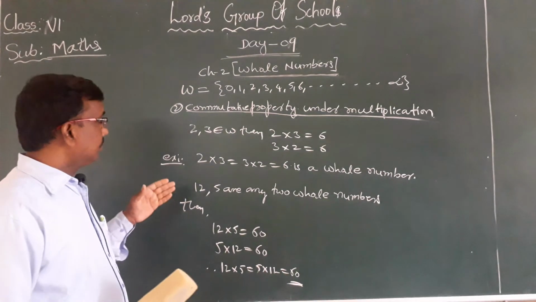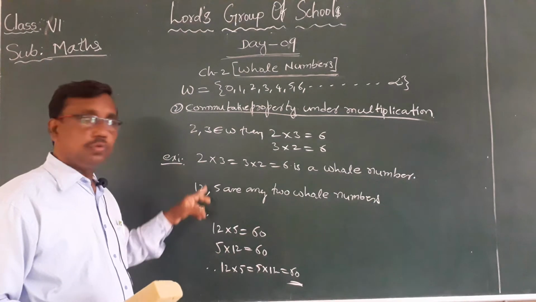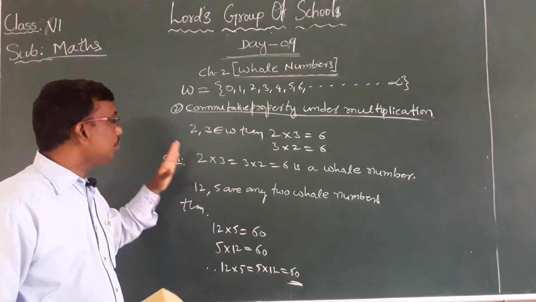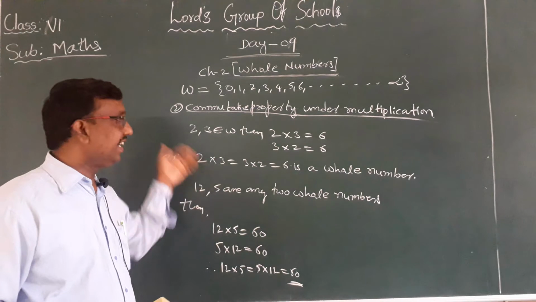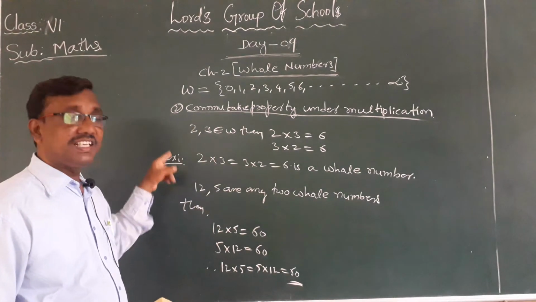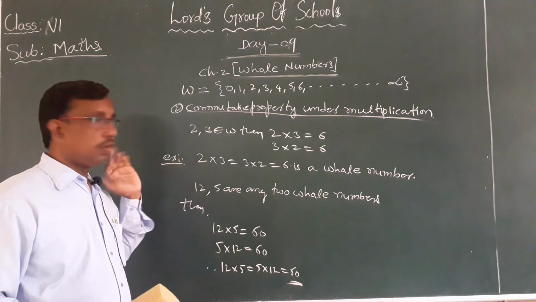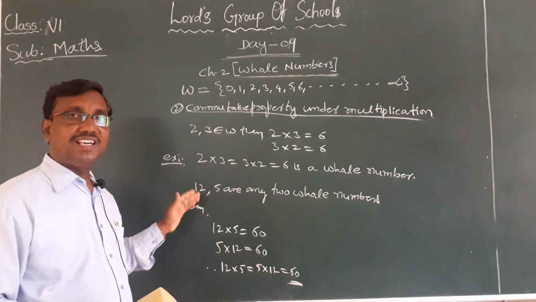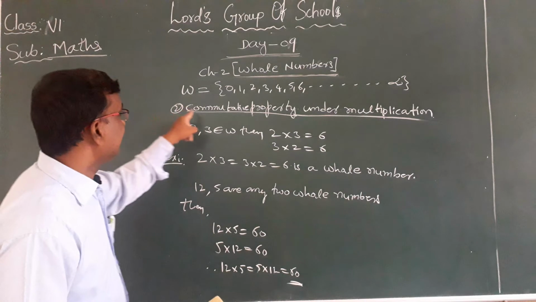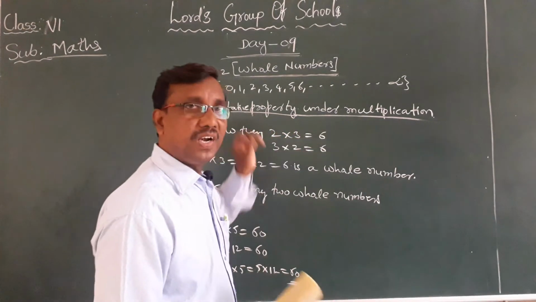So, what can we say? We can multiply two whole numbers in any order to find their product. So this is called the commutative property under multiplication.